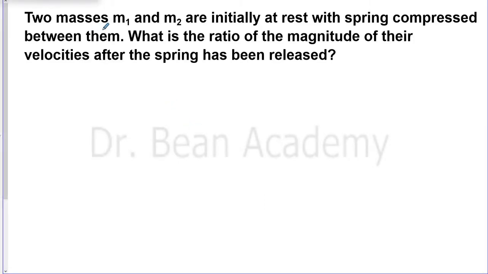Two masses m1 and m2 are initially at rest, with a spring compressed between them. What is the ratio of the magnitude of their velocities after the spring has been released?